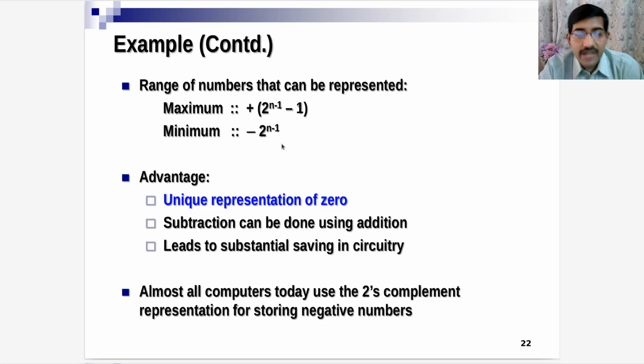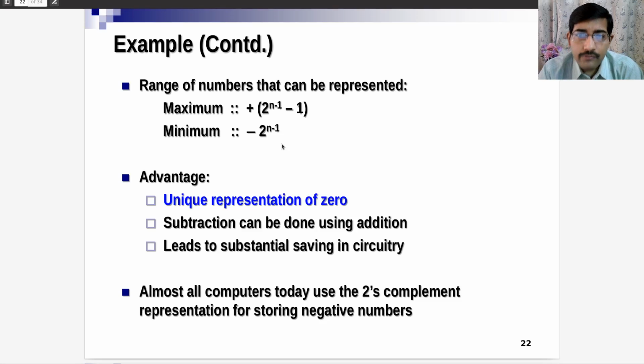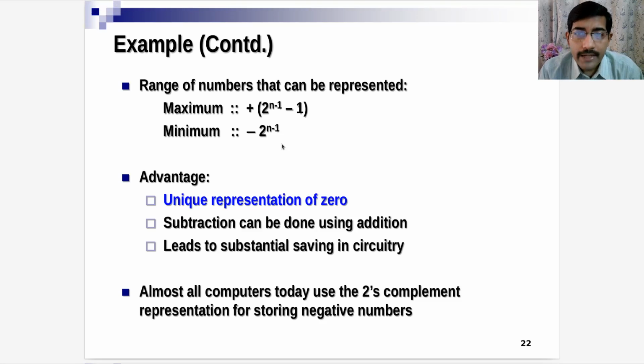Similarly, subtraction can also be done using addition. Since I can complement easily, I will add them. Complementation is just flipping the bits and adding 1, so only addition is required. Almost all computers nowadays use 2's complement representation for storing negative values. We will see, when we write programs that add or subtract two numbers, how such addition and subtraction take place.